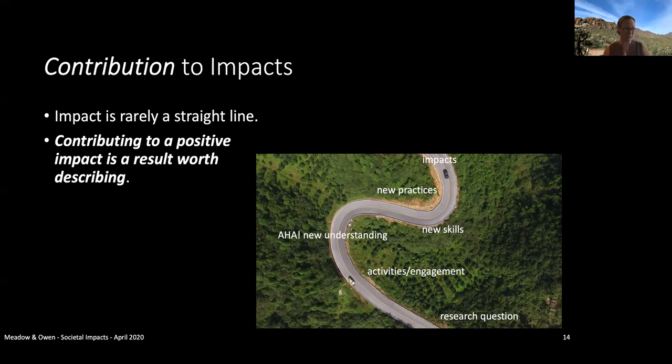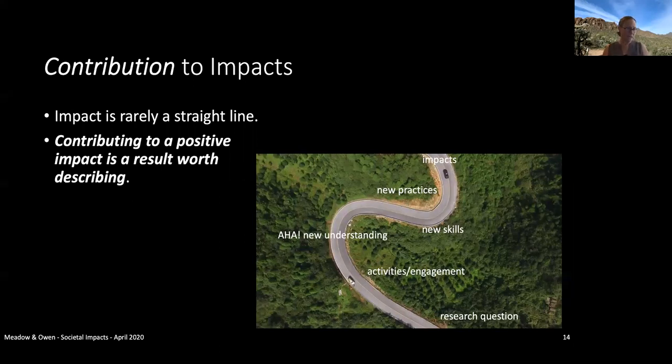Maybe that leads to a recognition that folks need new skills to really be able to take this on. So you've got a little bit of a diversion while people do some capacity building. Maybe you're even involved in that. That can lead then to some changes in practice, and then we move down the road to impacts.